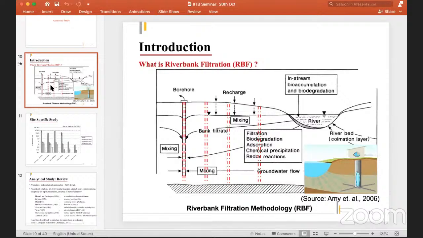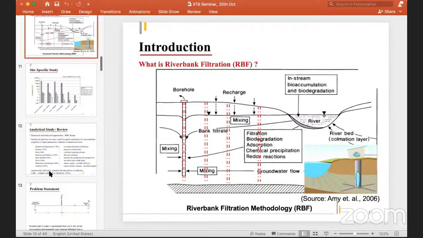Okay. So slide 18, you talk about steady flow conditions. I'm sorry, could you go to slide 12 first, please?